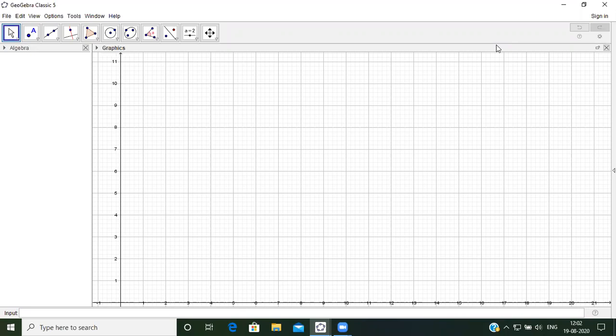Hello everyone. In this session, we are learning about transversal of parallel lines. When a transversal cuts two parallel lines, we have the following interesting relationships. Let us start.